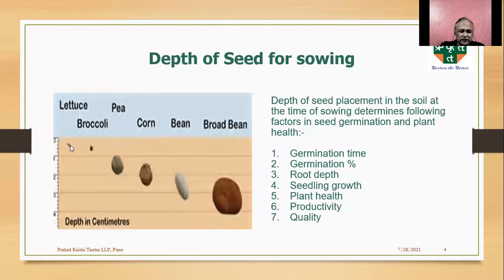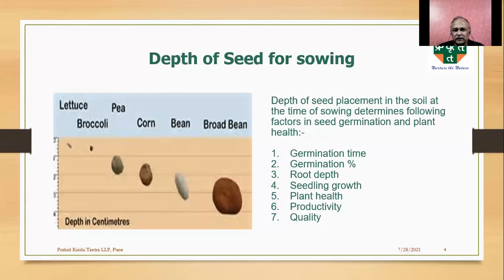And you find that it has not germinated. Actually, it has germinated, but the stored food is finished. So the larger the seed size, you can put it deeper. You should put it deeper, up to 2.5 centimeter or 1 inch for the largest size seeds like broad bean, bean, corn, etc. You can see here, the bigger the seed, the deeper the placement required.